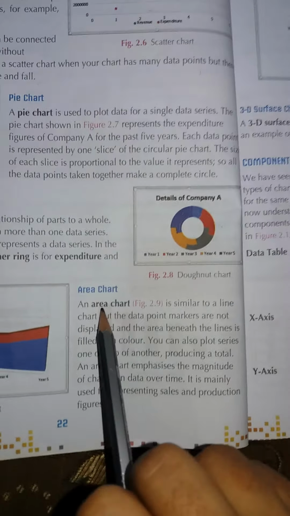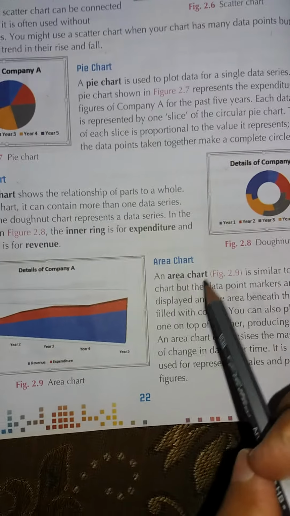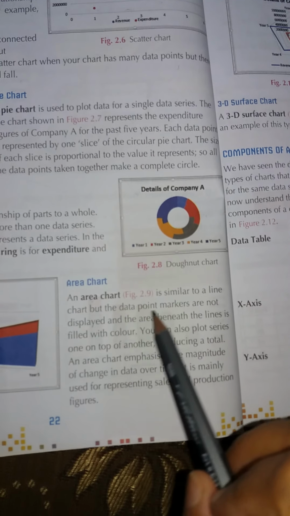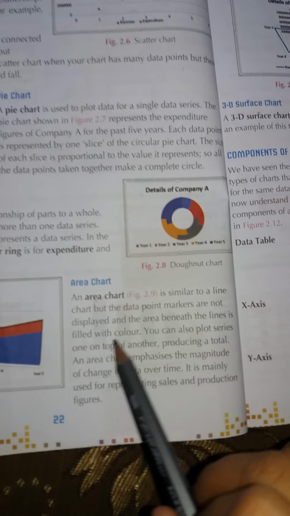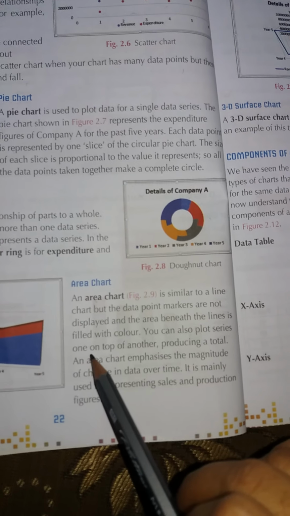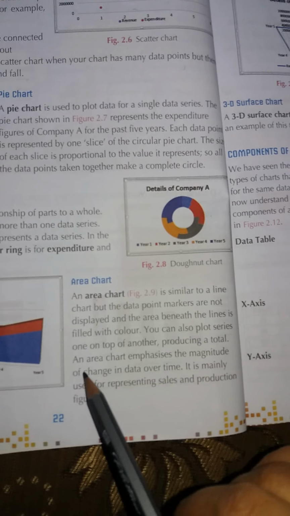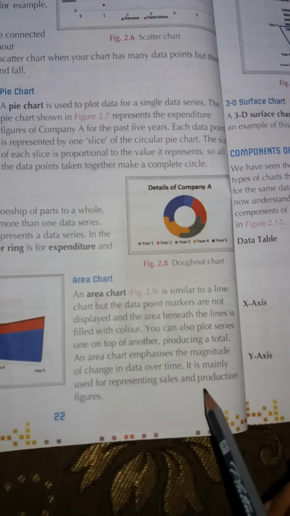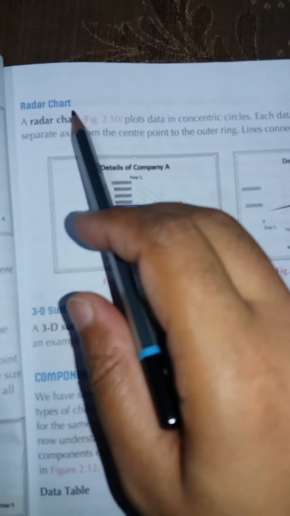Area chart. An area chart, as in figure 2.9, you can see here, is similar to a line chart, but the data point markers are not displayed and the area beneath the lines is filled with color. You can also plot series one on top of another, producing a total. An area chart emphasizes the magnitude of change in data over time. It is mainly used for representing sales and production figures.